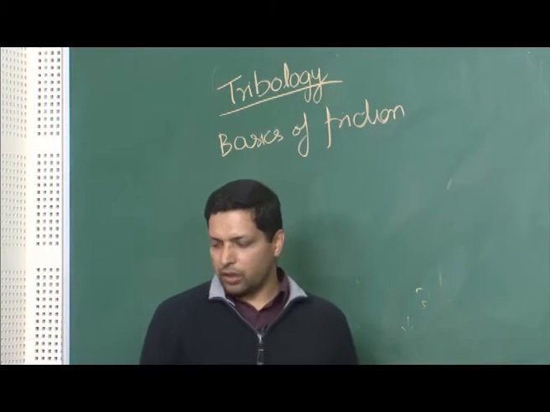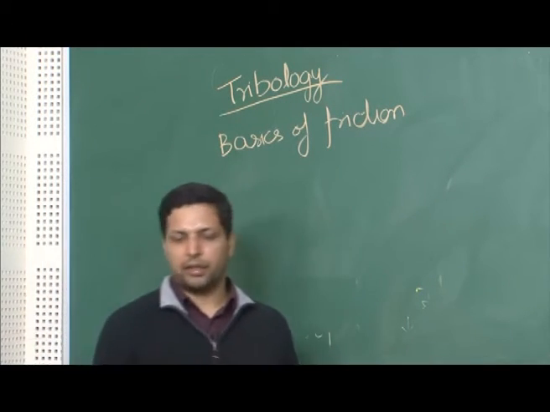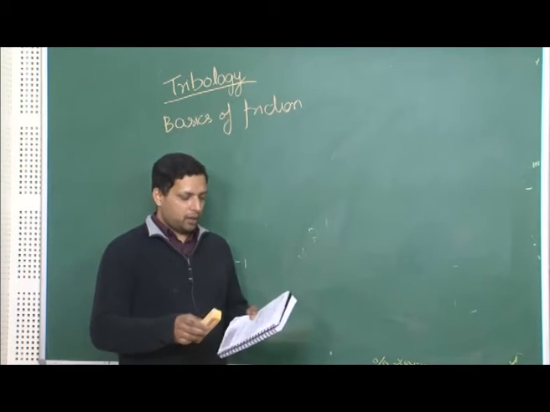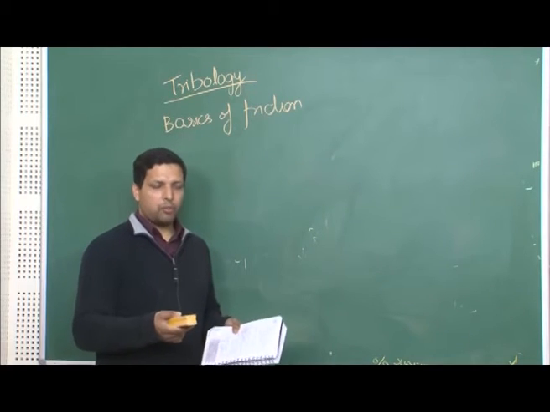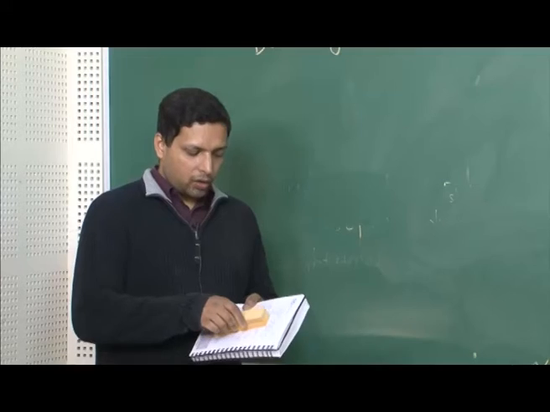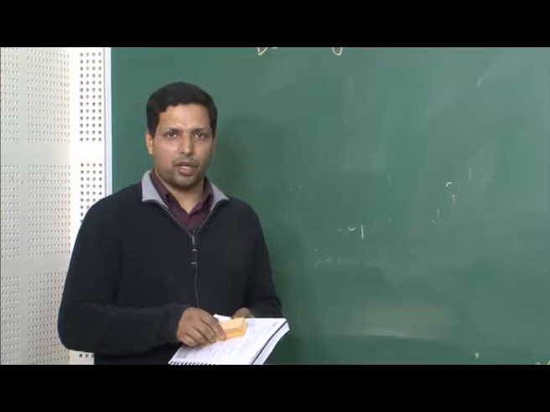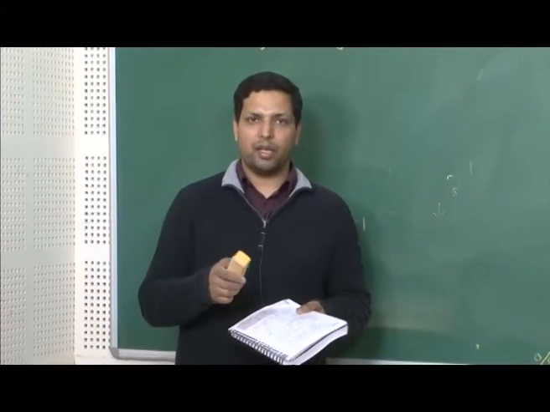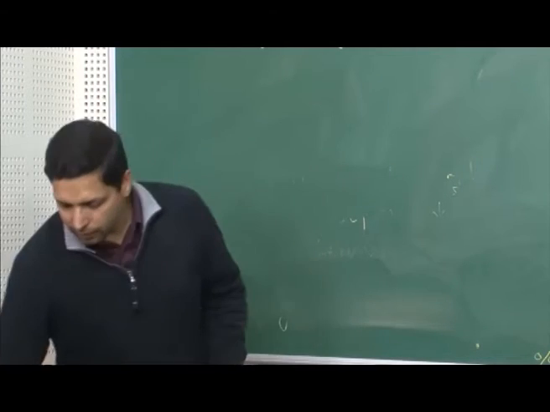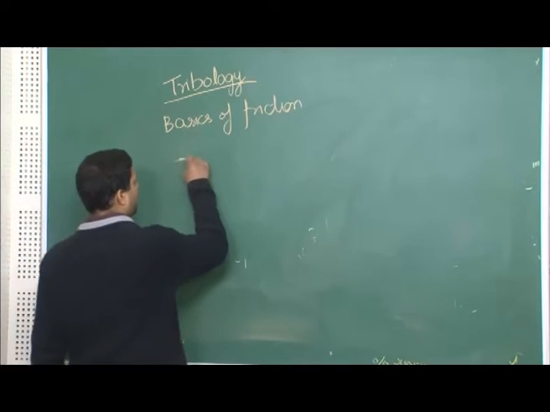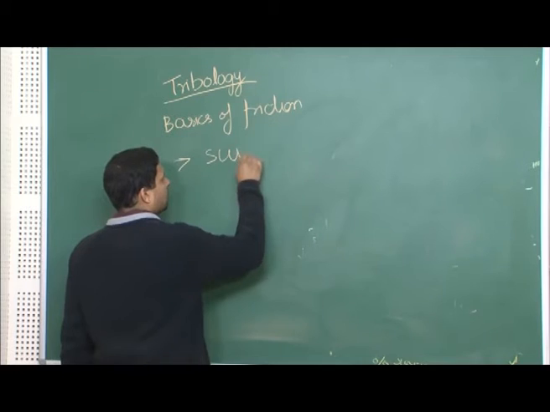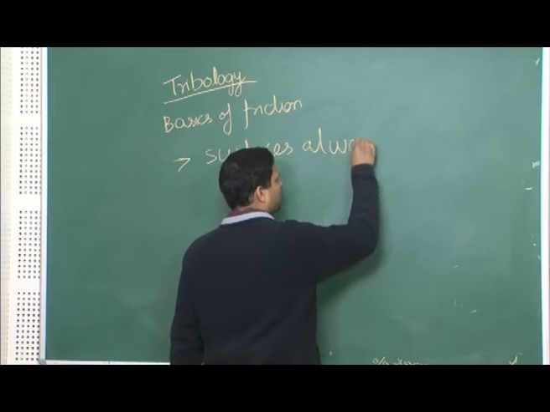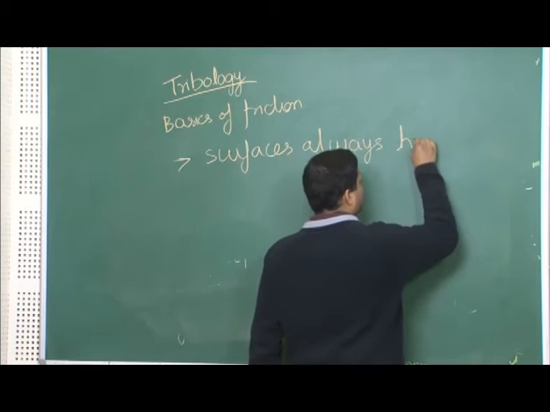Now, when you see two surfaces, for example, let us say I take this board duster and I take this. Now, if I rub it against this, both of them look flat, and therefore, it may seem that there should be no friction, but is it really flat? If you go down to the micro nano level, is it really flat? And the answer is no. So, surfaces always have asperities.